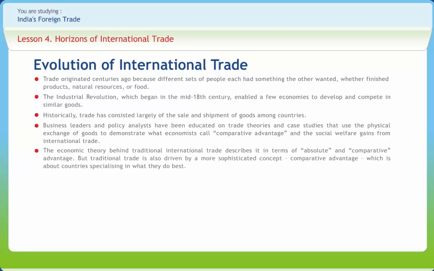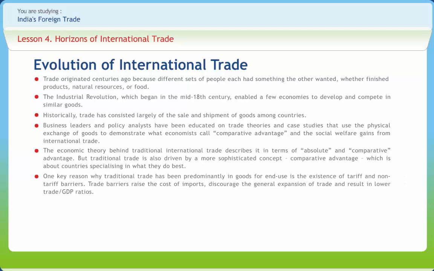The economic theory behind traditional international trade describes it in terms of absolute and comparative advantage. But traditional trade is also driven by a more sophisticated concept, comparative advantage, which is about countries specializing in what they do best. One key reason why traditional trade has been predominantly in goods for end use is the existence of tariff and non-tariff barriers. Trade barriers raise the cost of imports, discourage the general expansion of trade, and result in lower trade or GDP ratios.